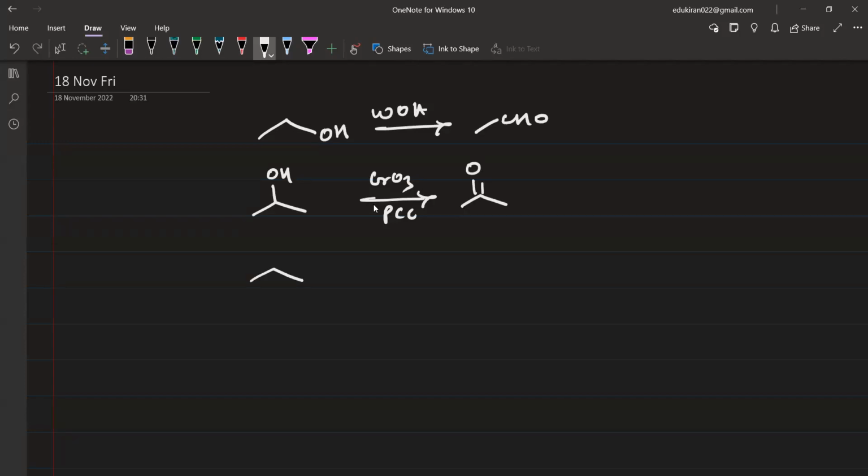And if I use a strong oxidizing agent with a primary alcohol, then I'm going to get a carboxylic acid with the same number of carbon atoms. And the carbon atoms are going to be the same in all of these cases: 1, 2, 1, and 2, 1, 2, 3, 1, 2, and 3. Here we have 1 and 2 carbon atoms. Here also 1 and 2 carbon atoms.